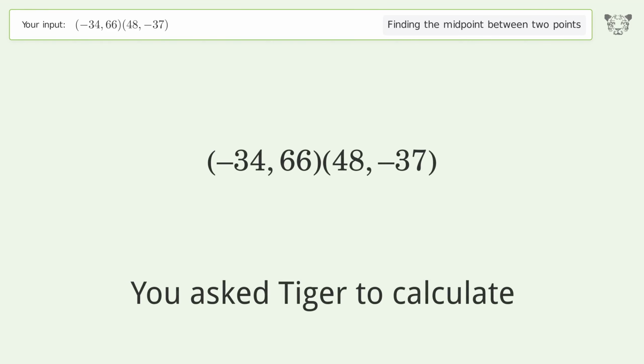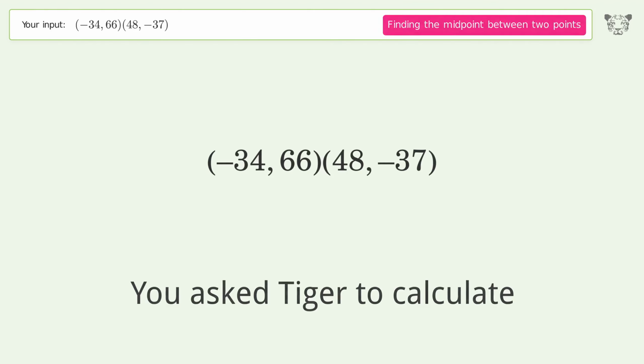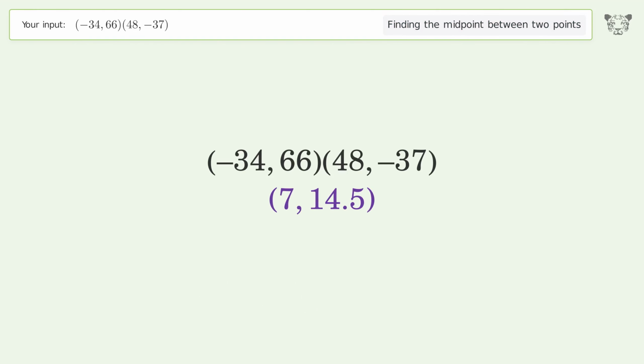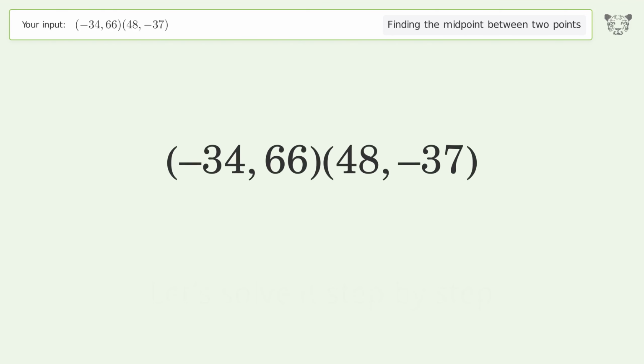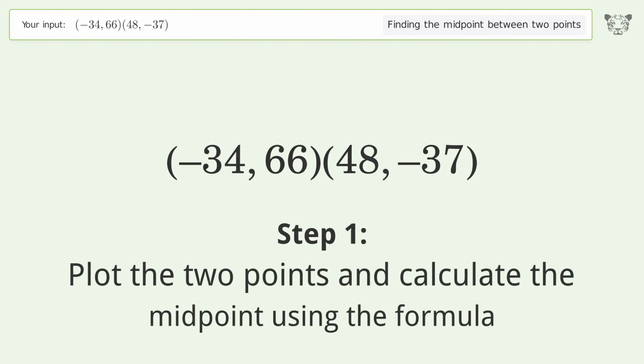You asked Tiger to calculate. This deals with finding the midpoint between 2 points. The midpoint between the 2 points is 7, 14.5. Let's solve it step by step. Plot the 2 points and calculate the midpoint using the formula.